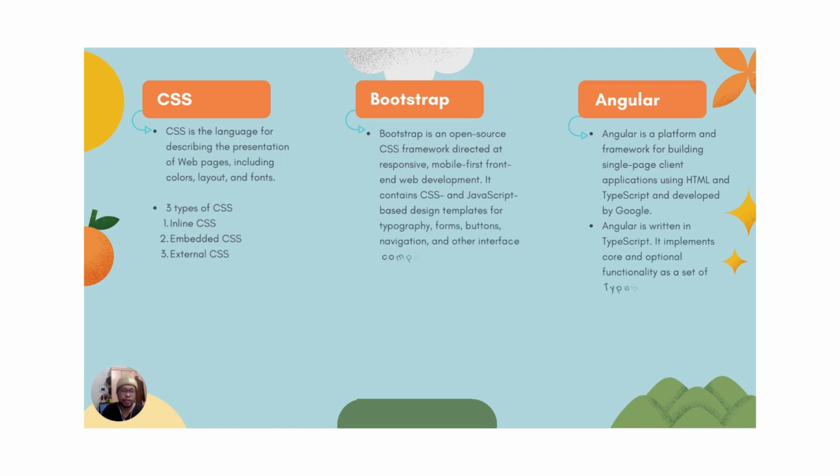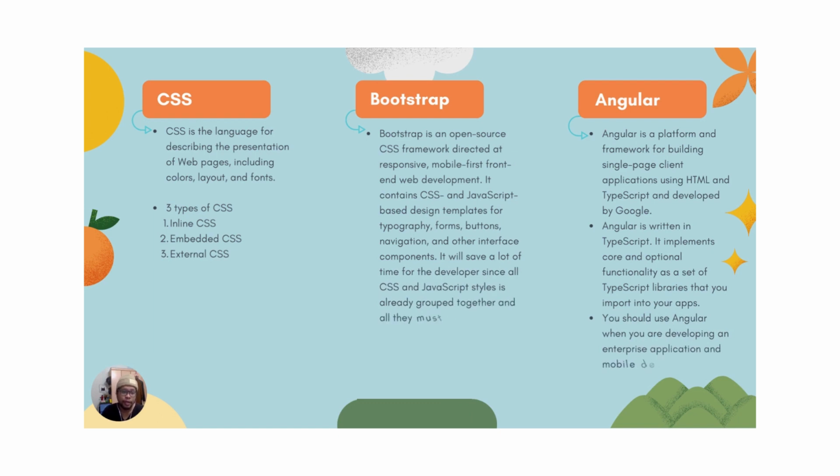So the next part is CSS. CSS is the language for describing the presentation of web pages, including colors, layout, and fonts. There are three types of CSS, which are inline CSS, embedded CSS, and external CSS. CSS is basically a programming language, a code that is used to determine the design of web pages and also determine the design of an application, for example, to make it more interactive.